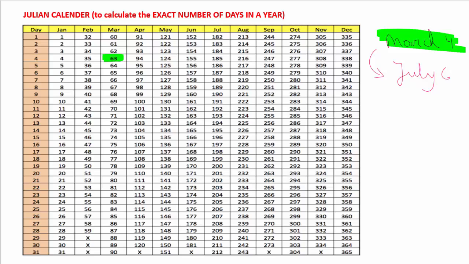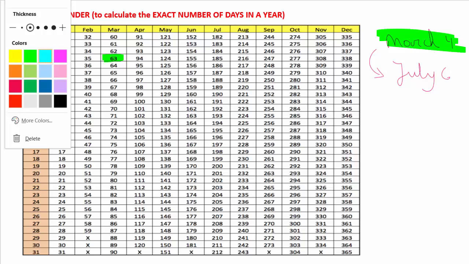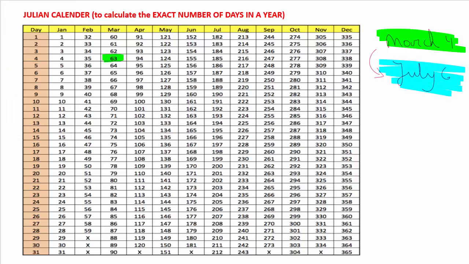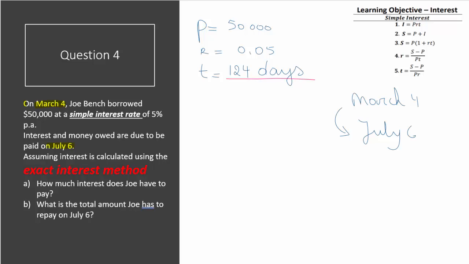So now we are going to look at our formula sheet. March 4th is the 63rd day of the year. And then July 6th is the 187th day of the year. So how many days have passed? From 63 to 187 is 124 days. So we already know that it is 124 days, but now we have to convert the time to years.